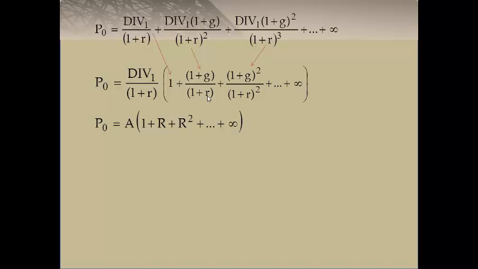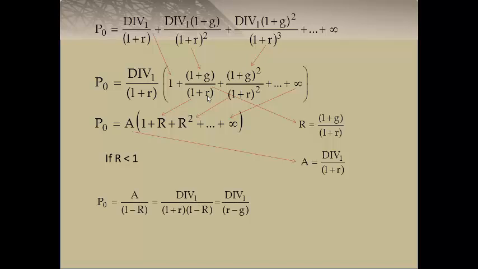I have just replaced div1 divided by 1 plus r as A, and 1 plus g over 1 plus r as big R. So let's see that. Div1 over 1 plus r is A. 1 plus g over 1 plus r is big R. So that is 1 plus g over 1 plus r whole squared, that's big R squared. That's the infinity. So my P0 is A times 1 plus R plus R squared and so on to infinity, which we've seen from perpetuity. If R is less than 1, then I can express this as A divided by 1 minus R.